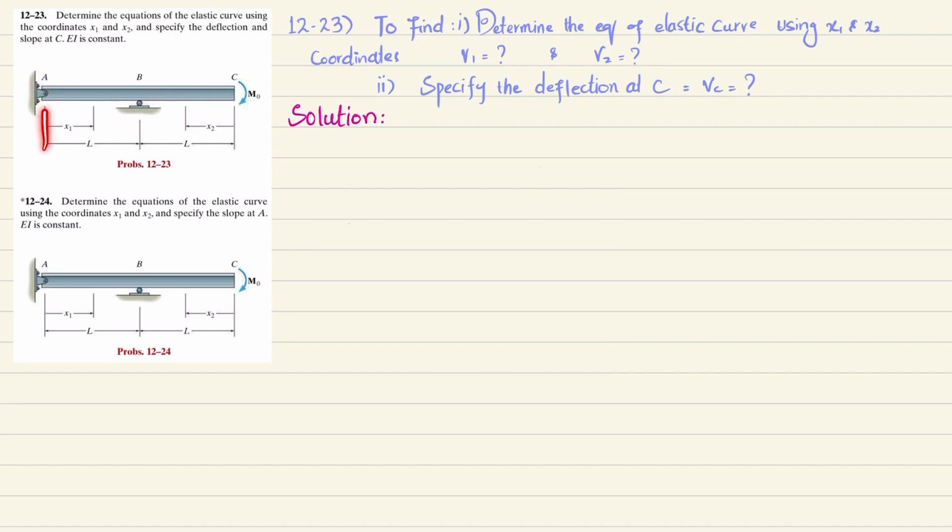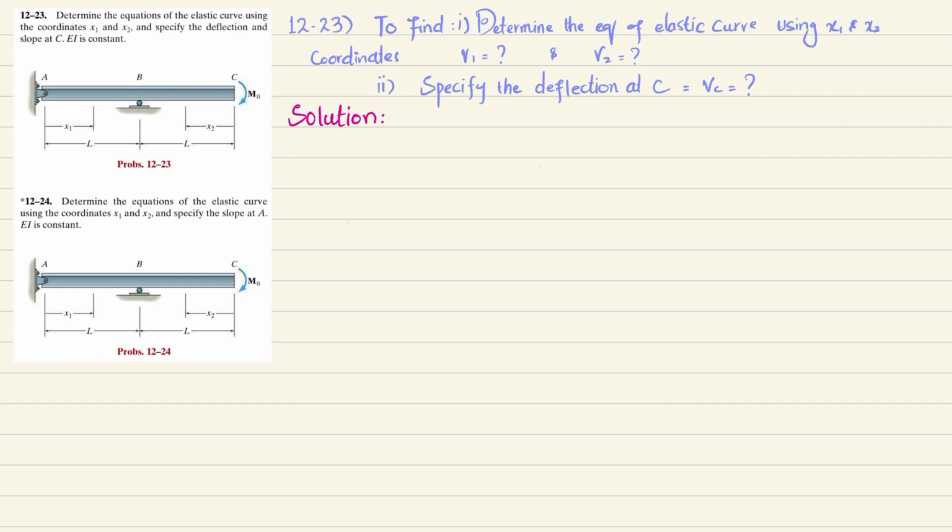The total length of this beam is 2L. From A to C we have the coordinate x1, and from C to A we have the coordinate x2. Due to this loading, the deflection will be like this. Clear? So what we have to find is the equation of the elastic curve using x1 and x2.